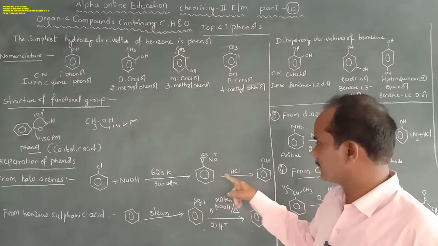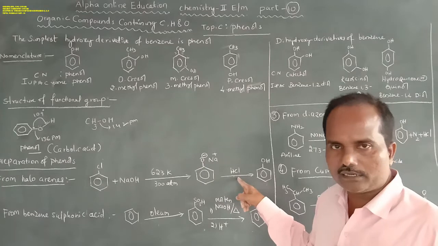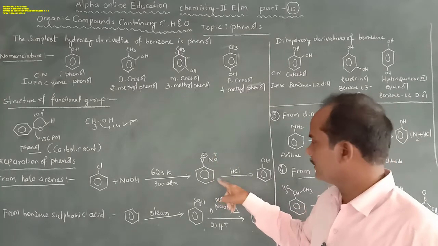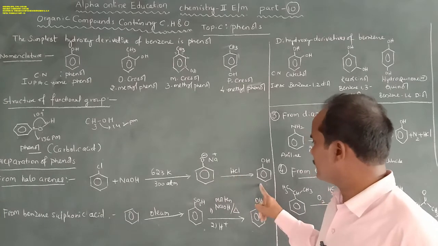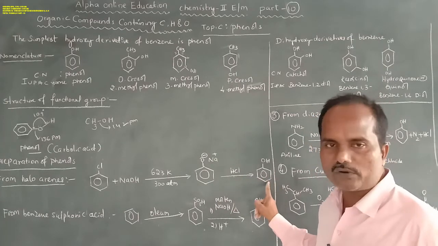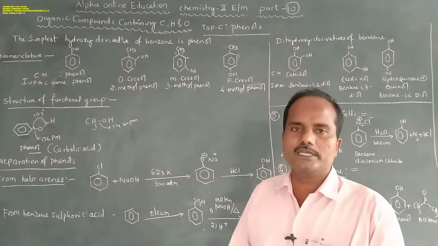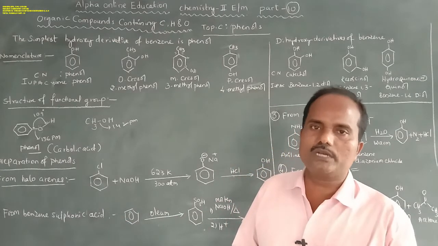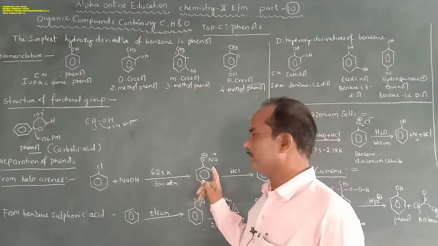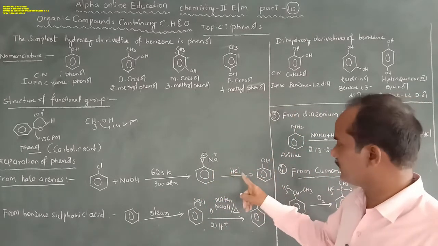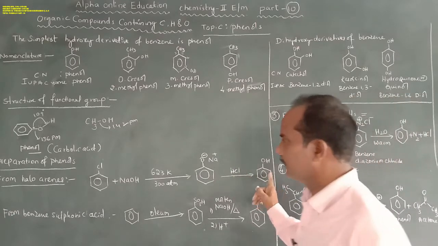Then this is treated with dilute HCl, that is, sodium phenoxide is acidified with HCl. As a result, phenol is formed. So phenol from haloarenes: chlorobenzene is fused with sodium hydroxide to form sodium phenoxide, and this sodium phenoxide is acidified with HCl to form phenol.